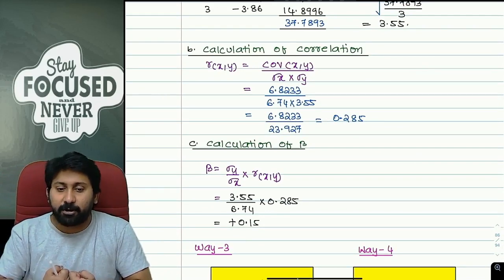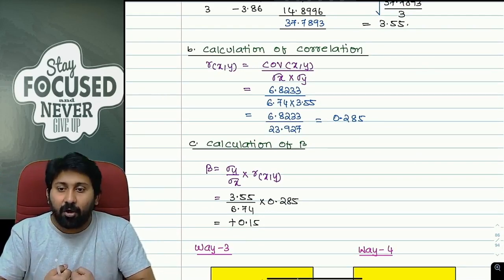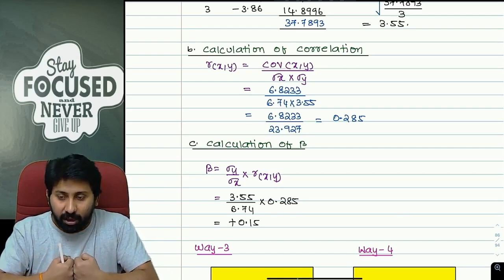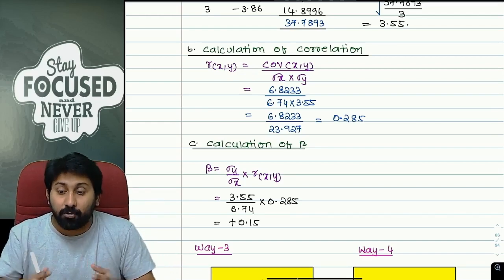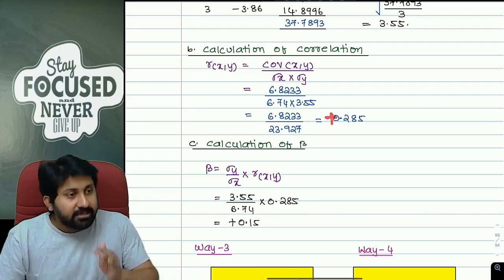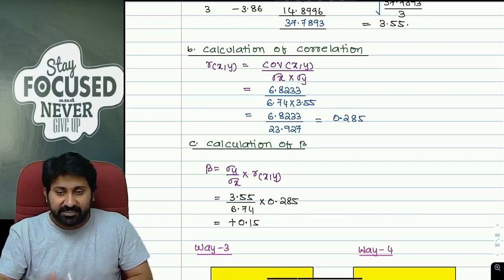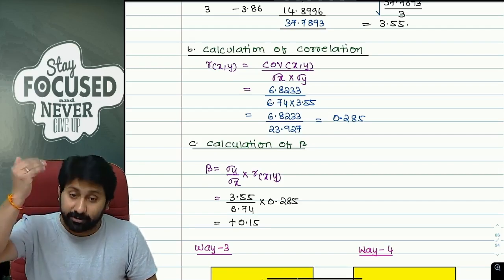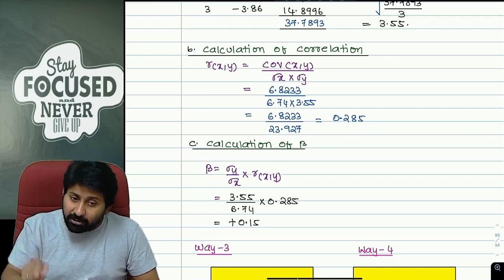How to interpret plus 0.285? How did I explain the correlation concept? Correlation means how the market and a security move together. How they move together means how much strength there is in the co-movement. It's a positive correlation. Security increases, market increases. Security decreases, market also decreases. Or market increases, security increases. Market decreases, security also decreases.